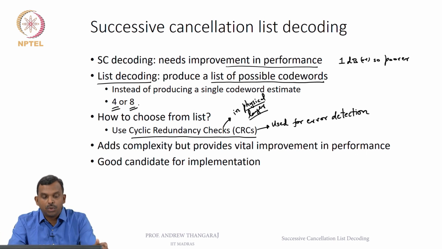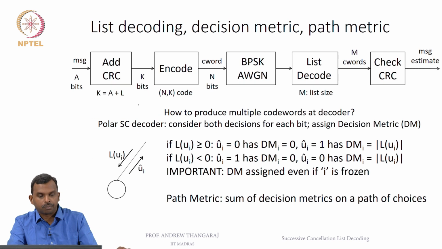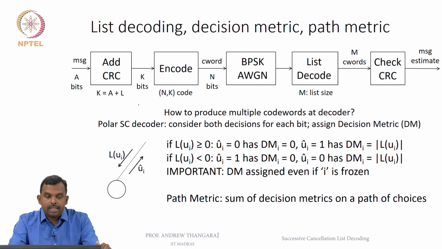Okay, so this is a high level overview. Now let's go into details on how the list decoder works, how do you make it work, etc. Okay, so this is the picture, and it's a good picture to keep in mind. There are a few terms here. We'll come to decision metric and path metric later, but for now let's focus on the list decoding.